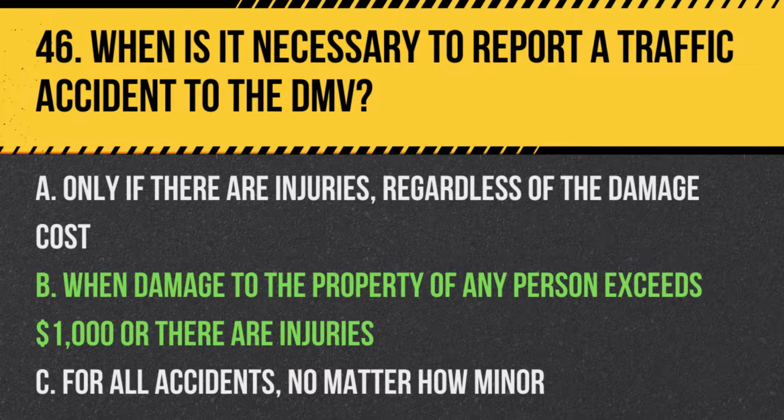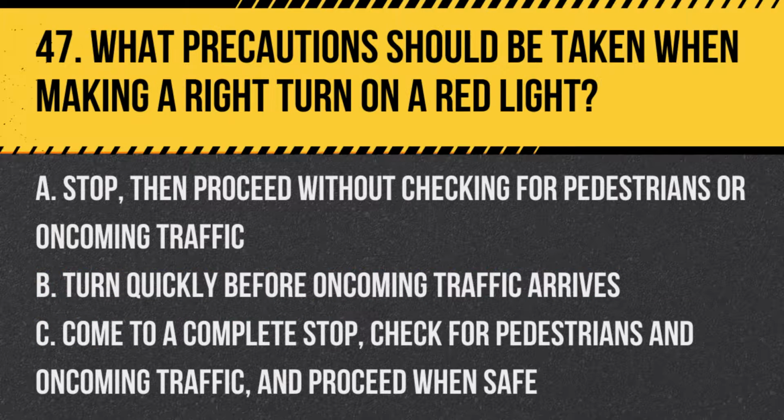Answer: B. When damage to the property of any person exceeds $1,000 or there are injuries. Reporting is required to ensure accurate records and for insurance purposes. Question 47. What precautions should be taken when making a right turn on a red light?